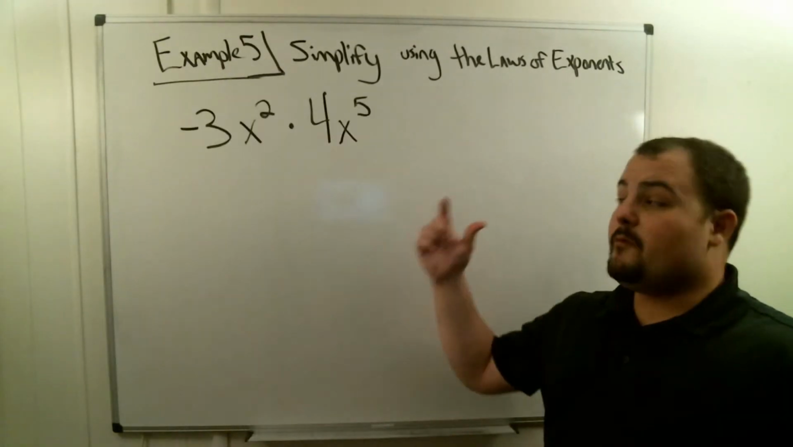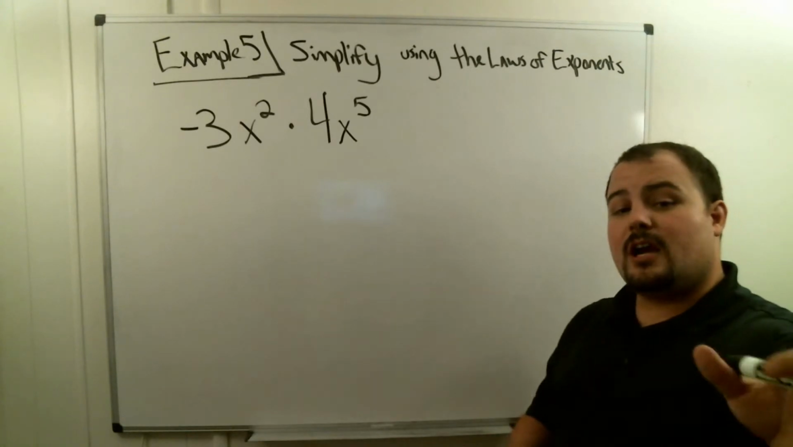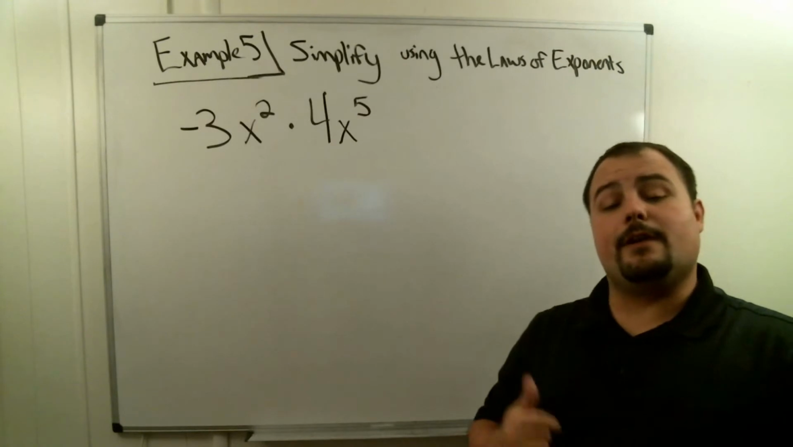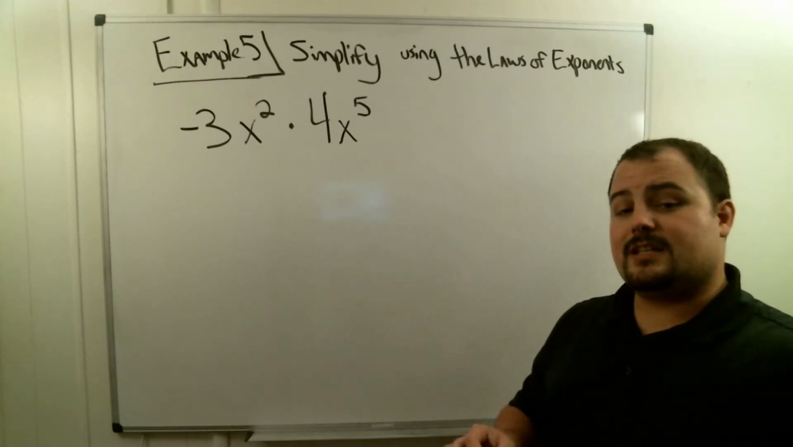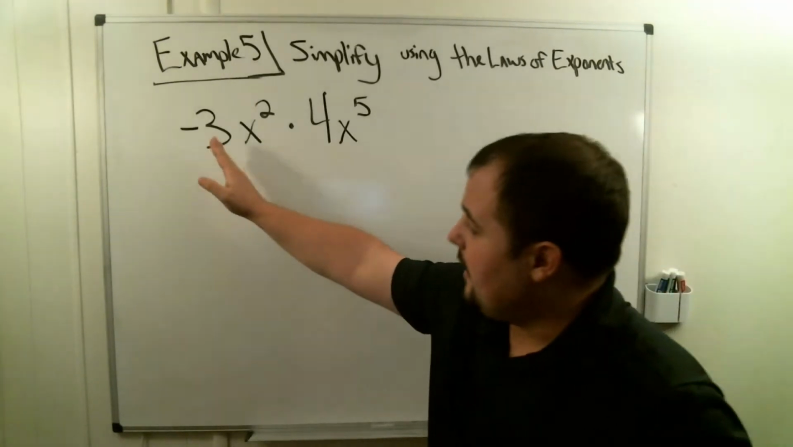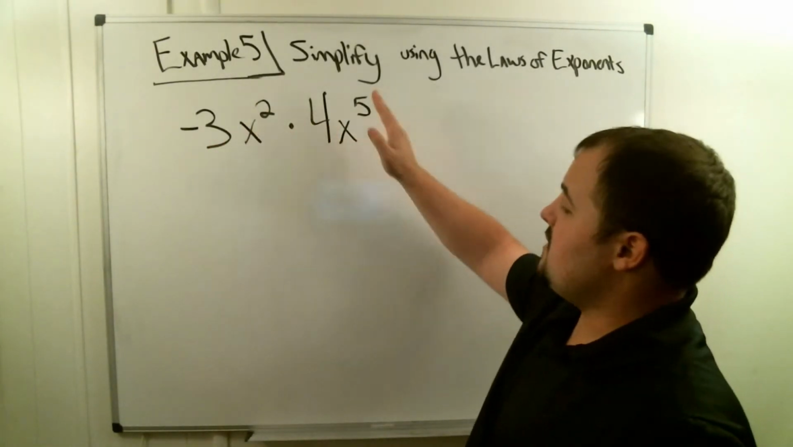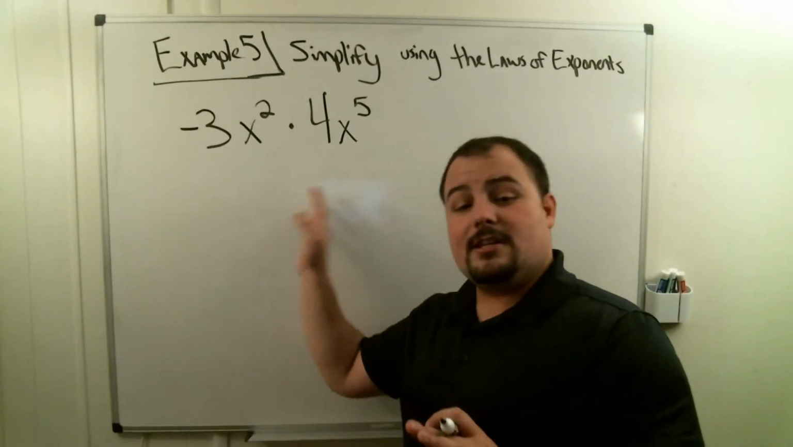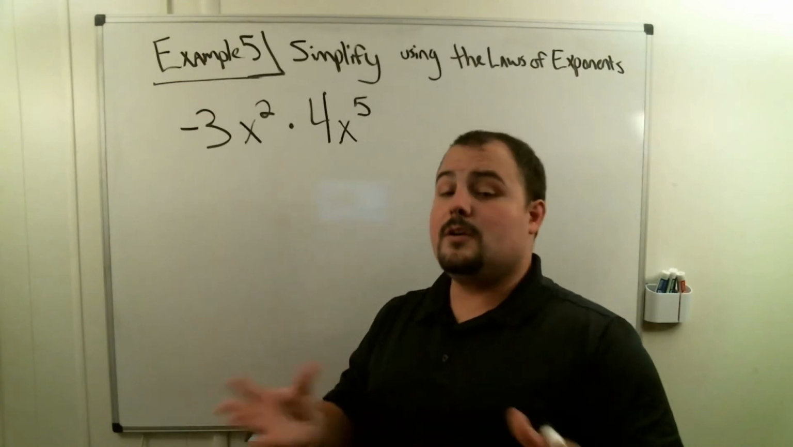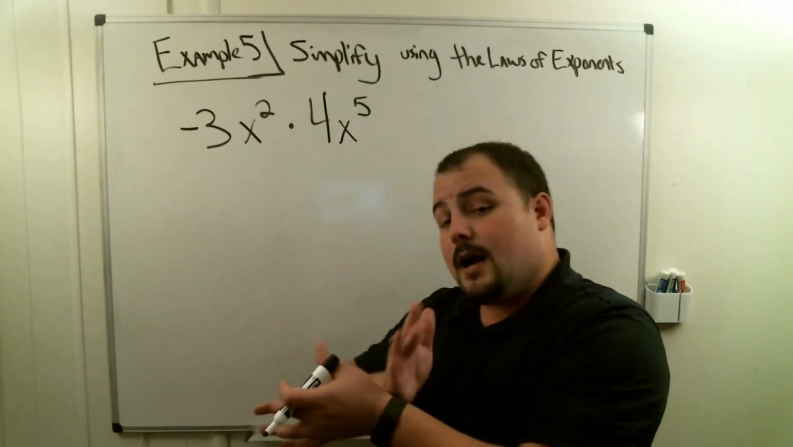In example 5, we're working with numbers and variables. So we're going to smash them both together, and it works kind of the same way, but there's going to be something a little bit different in this problem. What I like to say is we have a rule of thumb that we're going to follow. Whenever we're multiplying negative 3 times x squared times 4 times x to the fifth power, everything's multiplying. So that means we can actually apply the commutative property. What the commutative property says is as long as all my numbers are multiplying, we can move things around.